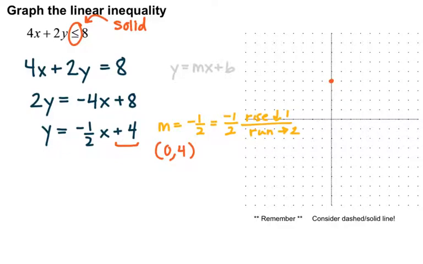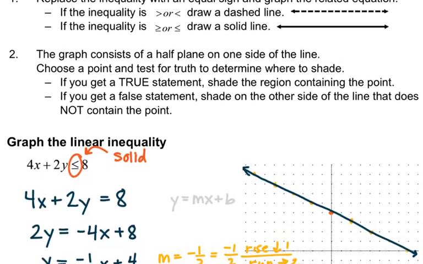So down 1, forward 2 takes me to this ordered pair. Down 1, forward 2. I could even go up 1, which would be positive 1, and then left 2, which is negative 2. So I went ahead and added a couple more points, and now I'm going to draw my solid line. So this line represents the related equation for this linear inequality.